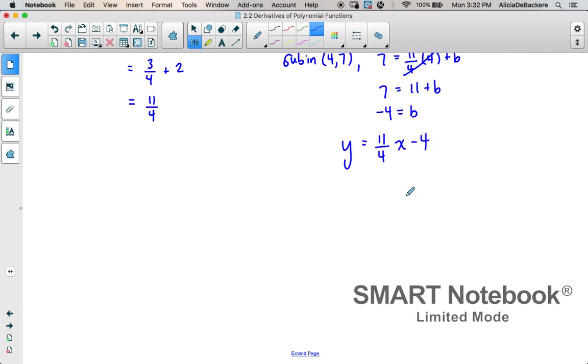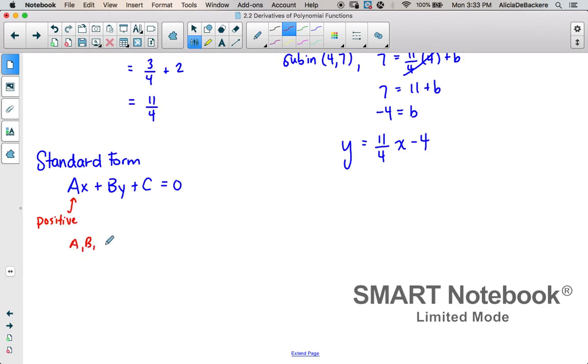But this question asked us for standard form. So you might remember that standard form looks like this. And the rule here is that a has to be positive, and a, b, c have to be whole numbers, not fractions or decimals.